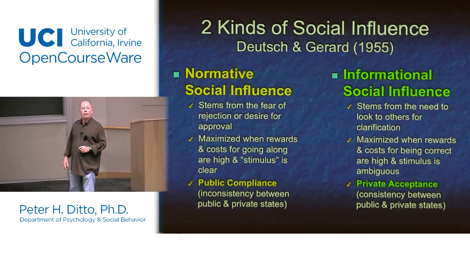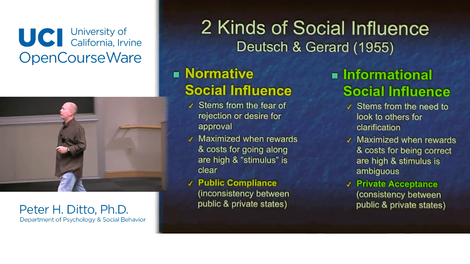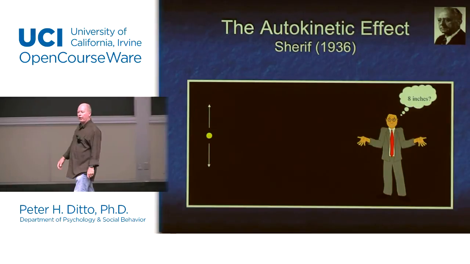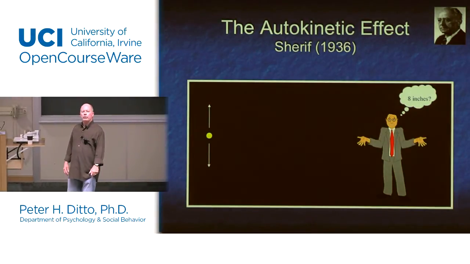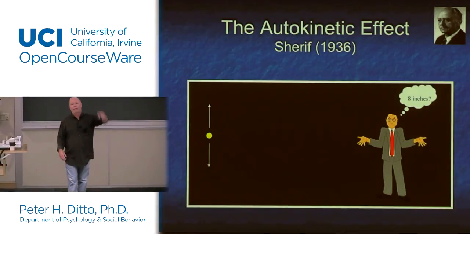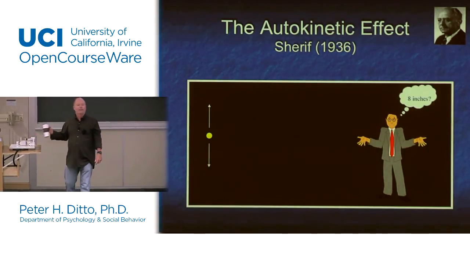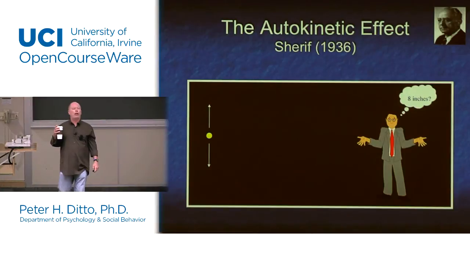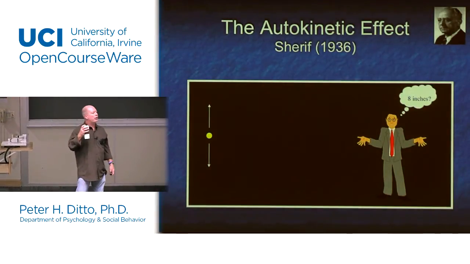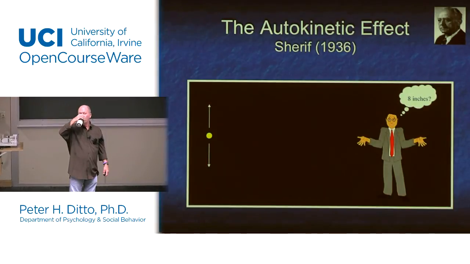So let's work through a couple of examples of these kinds of things to see. So what do you think is going on in the Sherif study here? Is that normative social influence or informational social influence? Somebody raise their hand. What do you think is primarily going on? Are they going along to not feel humiliated, or because they want to know the right answer?